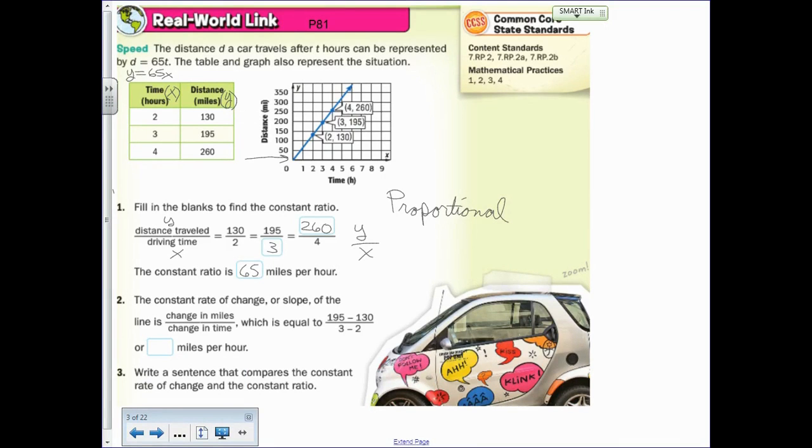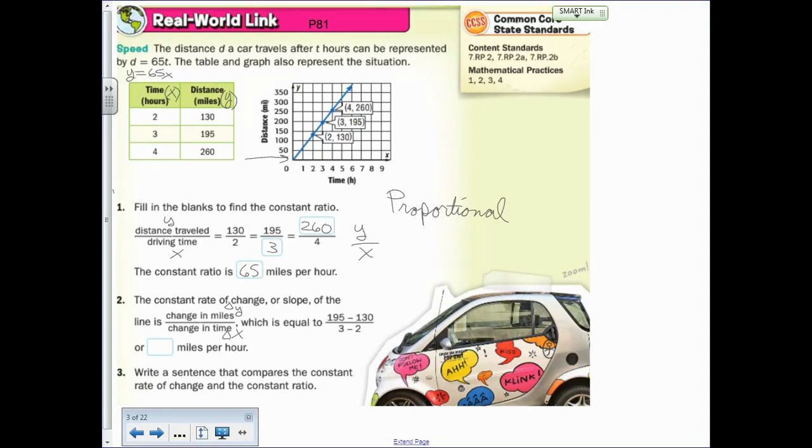It says the constant rate of change or slope of the line is change in miles over change in time, or change in y over change in x. That's where we use that little delta symbol or triangle. So change in y over change in x. Well, let's see what happens when we find that out of this data.